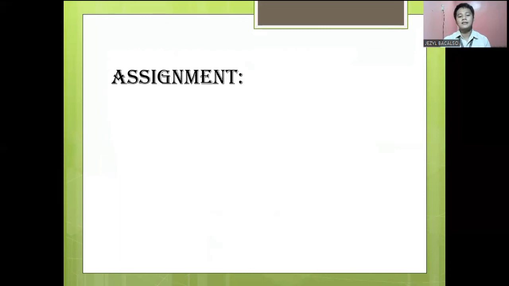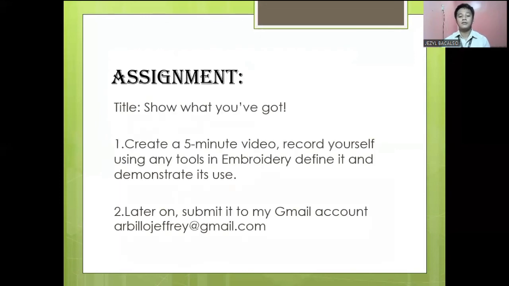And lastly, your assignment is entitled Show What You've Got. Create a 5-minute video, record yourself using any tool in embroidery, define it and demonstrate its use. Then, when you are through with your video making, submit it to my Gmail account that was flashed on your screen.